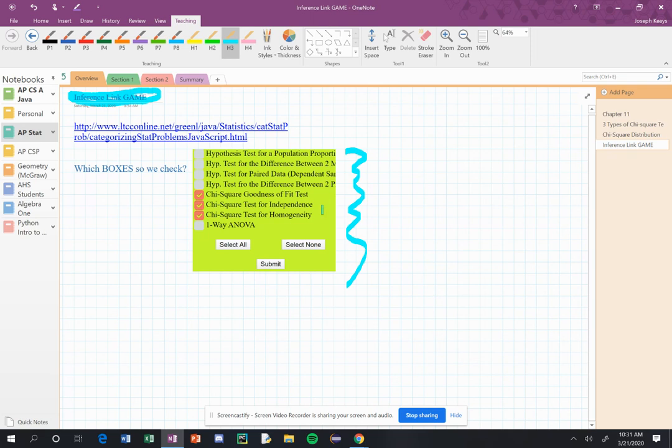And the homogeneity one is blurry compared to a two-sample z-test that we did in chapter 10. So get some experience with that, and the next video is going to start with the details of a goodness of fit test.